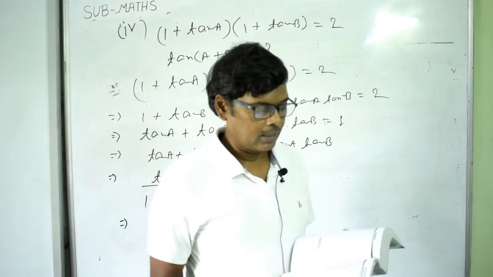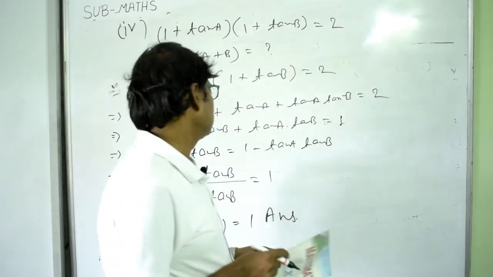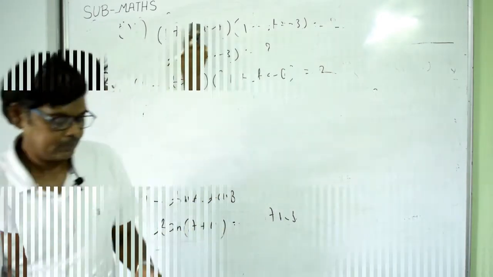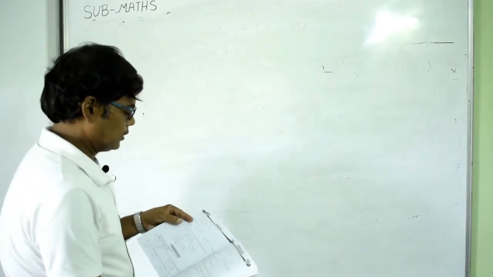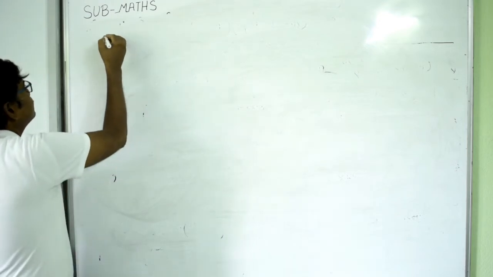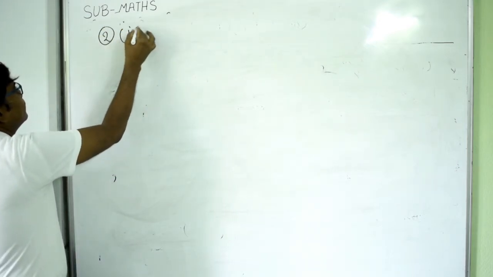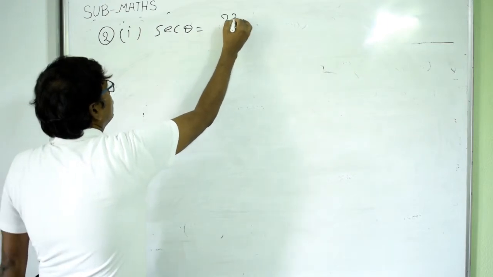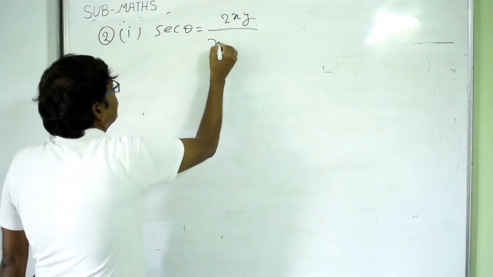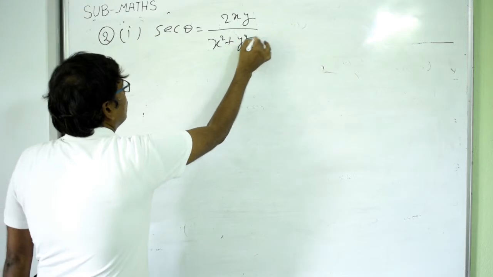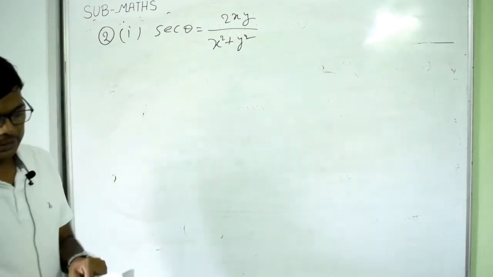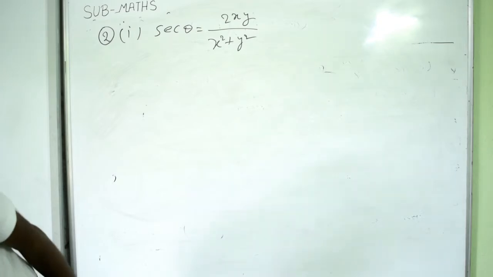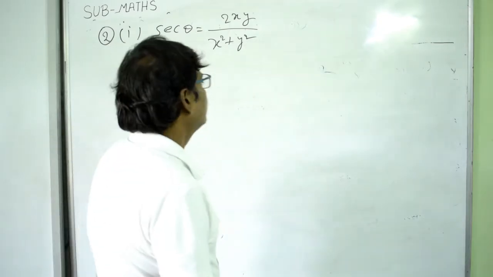Now question number B, write true or false. In this the first question is sec theta equal to 2xy by x square plus y square. So this is the question, and we have to find out whether this is false or true.